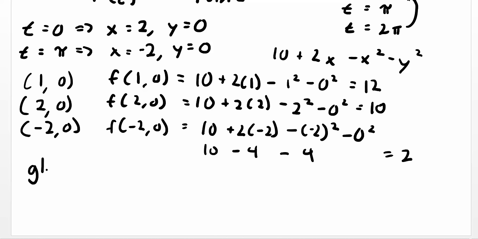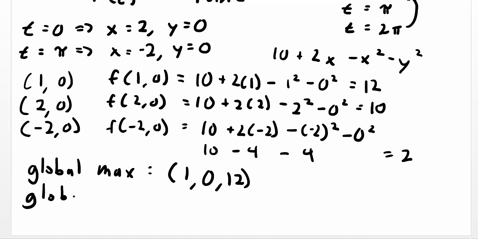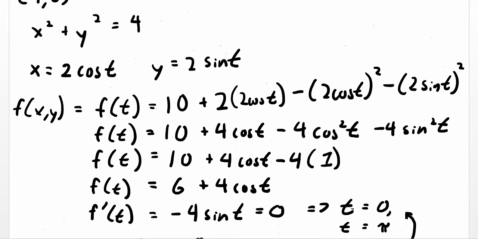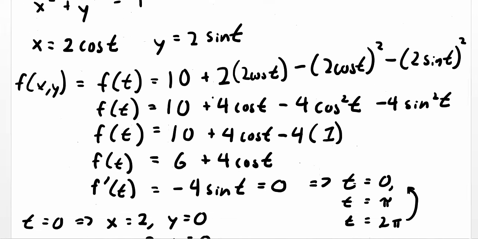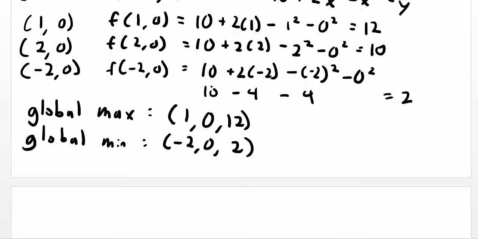So our global max is at (1, 0), with value 12. Our global min is at (negative 2, 0), with value 2. So that's our first method. Now let's try it a different way.